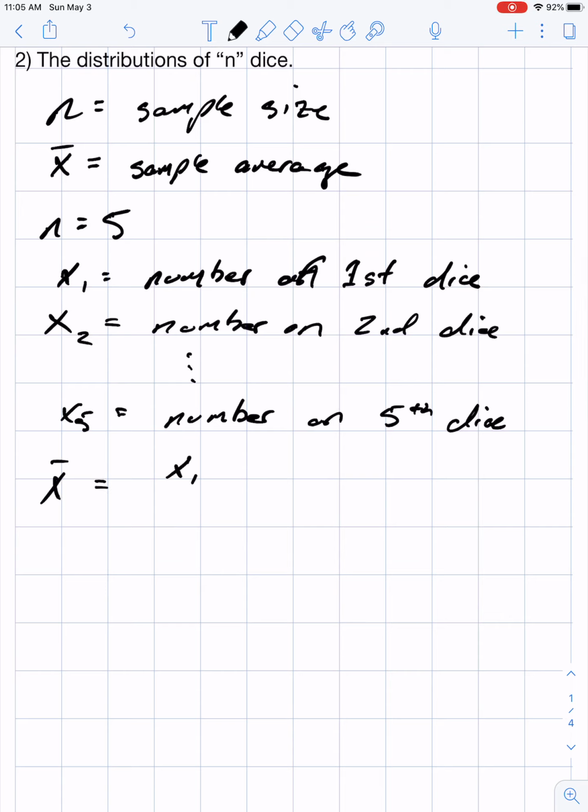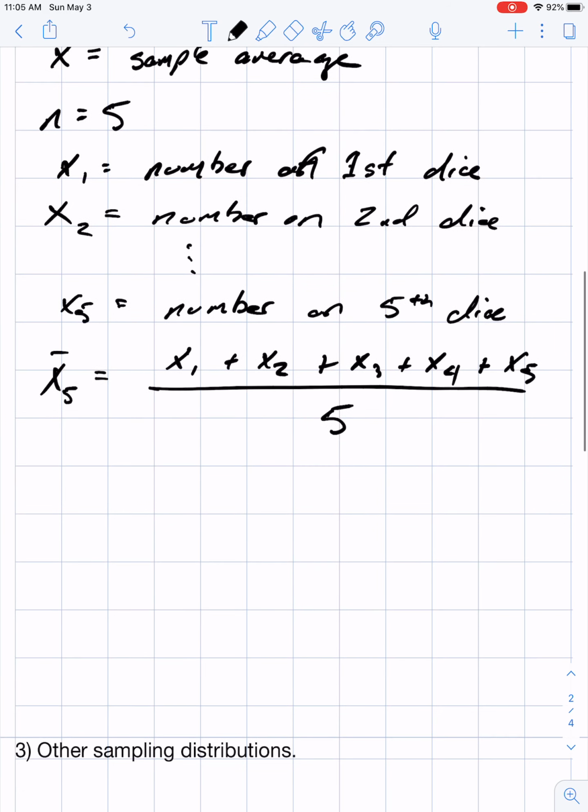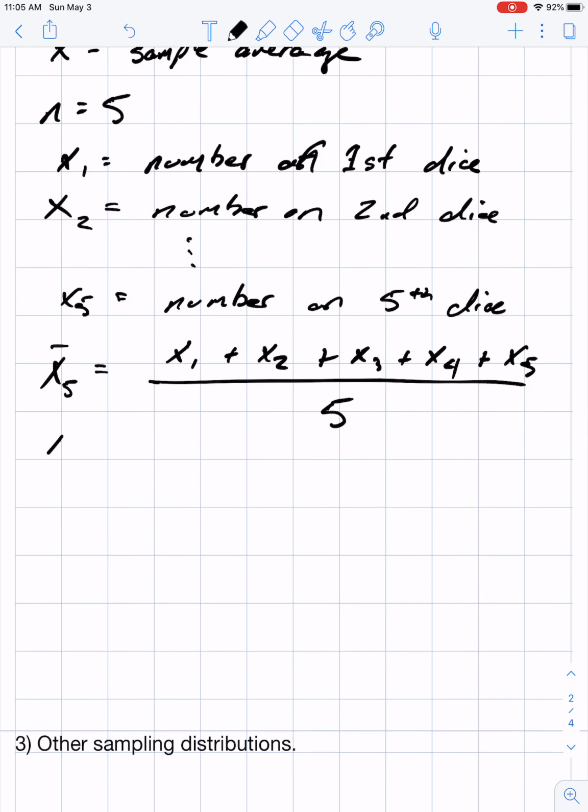We take x1 plus x2 plus x3 plus x4 plus x5 and divide it by n, which in that case is 5. So the sample average. And we might write x bar 5 right here to say that's the sample average when we have 5 die. Now, we could also say x bar n for the general case where we're not even saying what our sample size is. One way to write that would be x1 plus x2 plus ... keep adding until you get to n, whatever the last number is, and then divide by n. So those are just the formulas that you know.